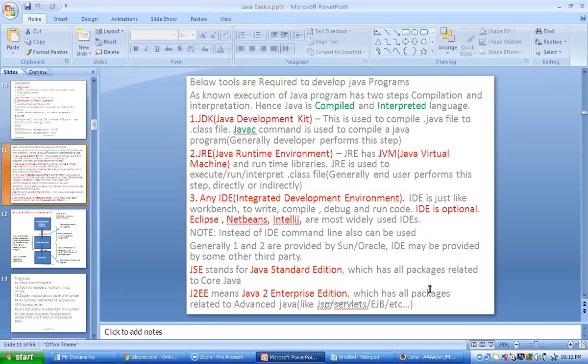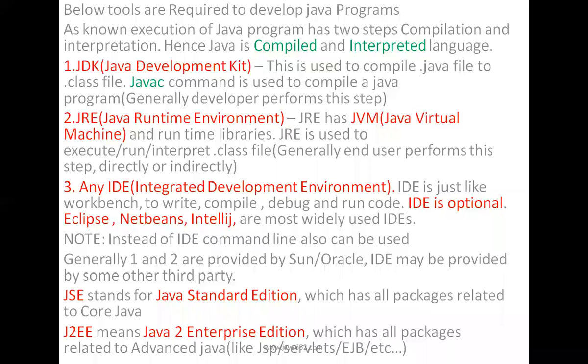Can you just read this? Spend a couple of minutes going through this. Not just casually read, mainly focus on whichever is marked in red color. Basically what this says is, what are the tools required to develop and debug a Java program? Please go through.